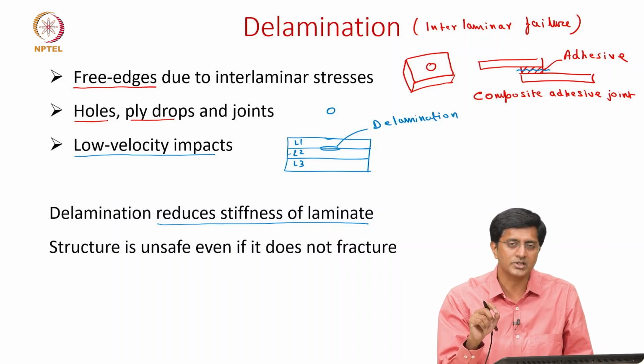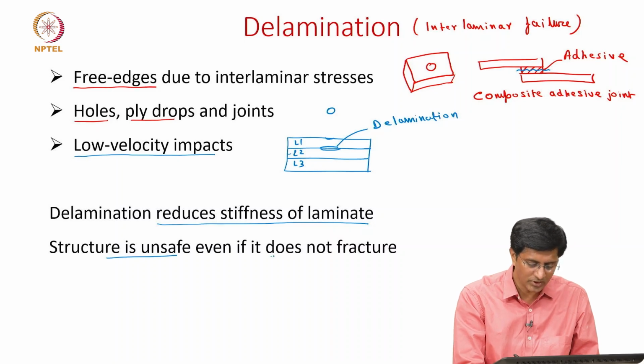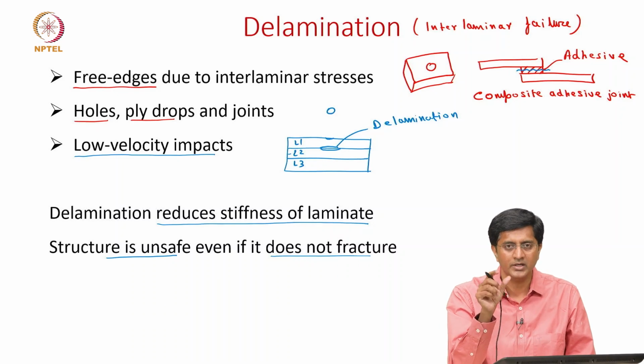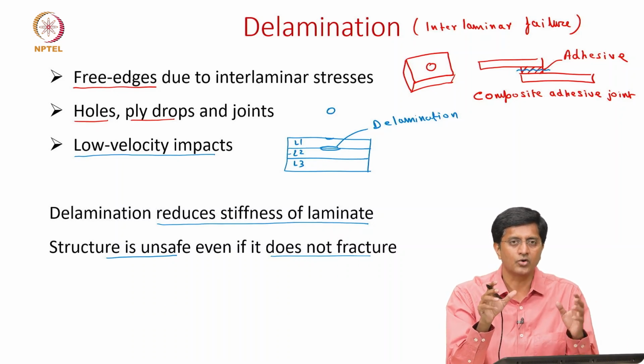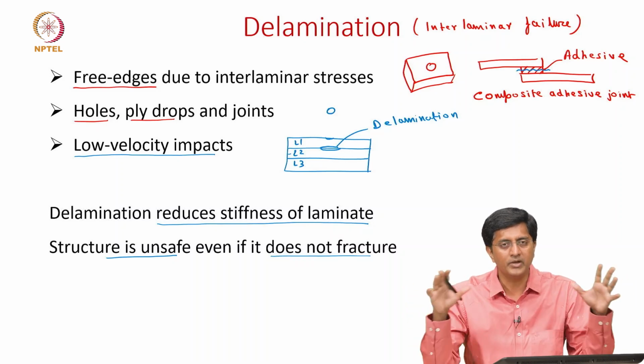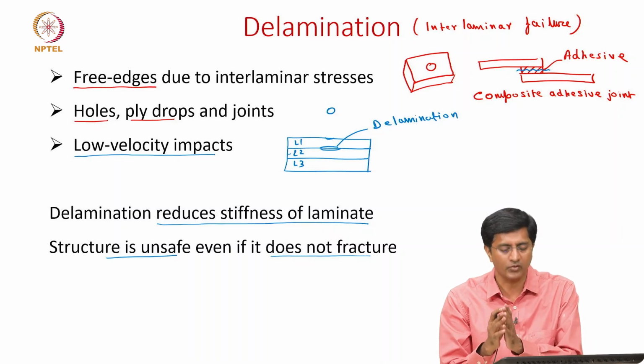But now that the structure is less stiff, the structure can be unsafe even though there is no fracture, meaning this delamination can do two things. One, it can stay there and not grow. If it grows, it will grow into a complete big fracture and it will break it into two pieces, which is catastrophic, which is of course one has to avoid.